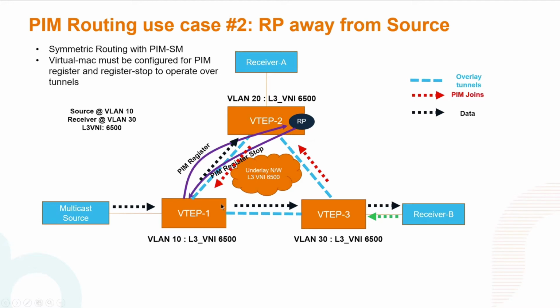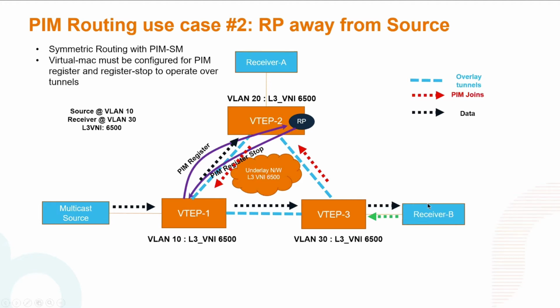So then eventually what happens is VTEP1 will have an M route entry similar to what I have shown in the previous slide, where the incoming interface is VLAN, let's say 10, and the egress interface is L3 VNI. That egress interface L3 VNI means these two tunnels, so the traffic will be forwarded in this direction as well as in this direction. So you'll see an M route entry on VTEP3, and that's how the receiver will get the traffic.